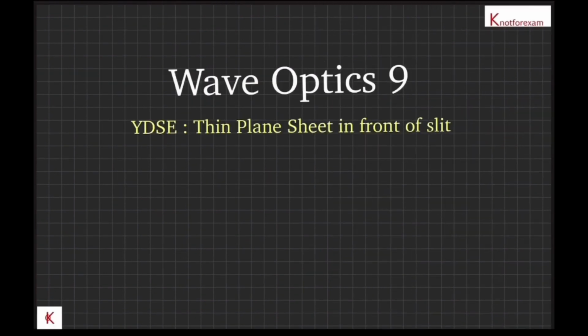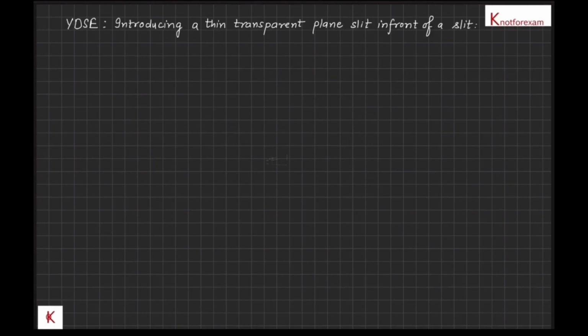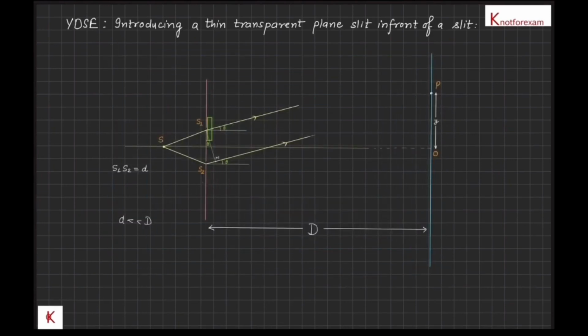We are going to discuss the YDSE with a thin plane sheet. Introducing a thin transparent plane sheet of thickness t and refractive index mu in front of a slit shifts the fringe pattern on the screen. Let's take a look at the figure.